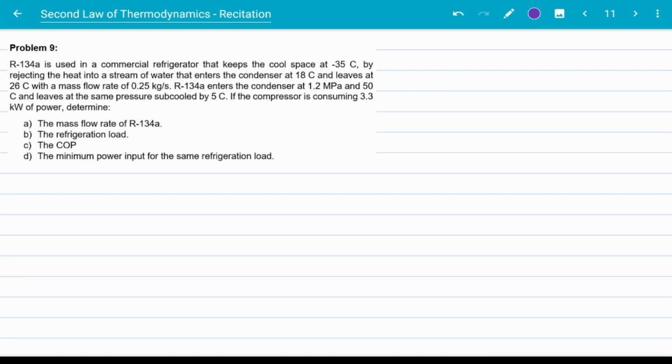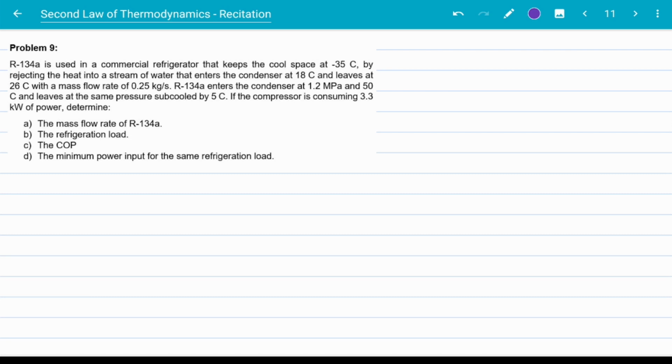The mass flow rate of the water is given, and we know that this refrigerant enters the condenser at 1.2 megapascals and 50 degrees Celsius and leaves with the same pressure, this time subcooled by 5 degrees Celsius. Now, if the compressor is consuming 3.3 kilowatts of power, we are asked to find the mass flow rate of the refrigerant, the refrigeration load, the COP, and the minimum power input for the same refrigeration load.